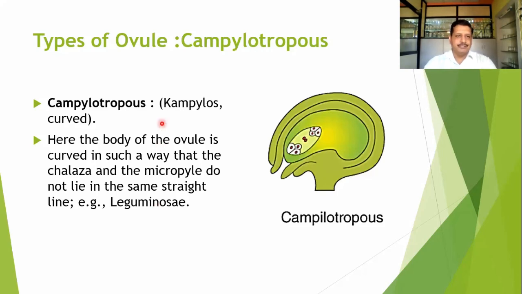Then another type is the Campylotropus. Campylos means curved. So here you can find it is the slightly curved type of ovule. Here the body of the ovule is curved in such a way that the chalazal end and the micropylar end do not lie in the same straight line.